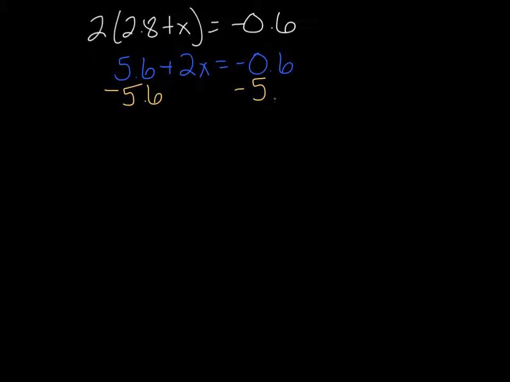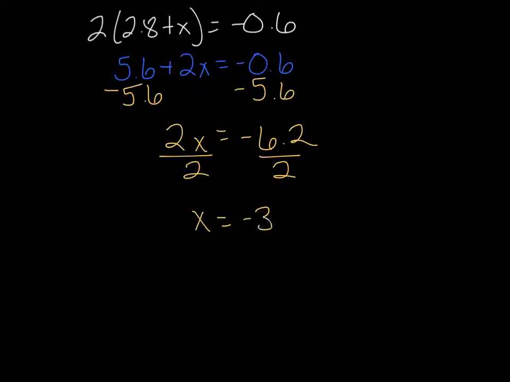Subtract 5.6 from each side. So 2x equals, these are actually the same, so we add, you get negative 6.2, then divide by 2. So x equals negative 3.1.